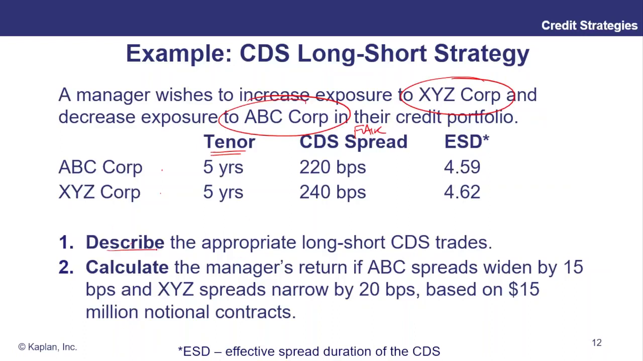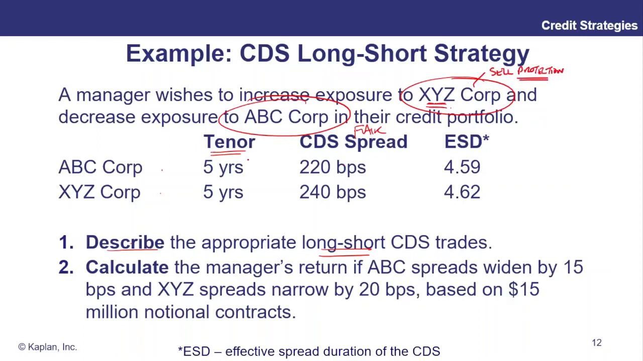So describe the appropriate long-short CDS trade. Okay. We want to increase exposure to XYZ. We think XYZ is good. We think XYZ is fine. XYZ is going to be brilliant. Do we need protection on that? No, we don't. We're going to sell protection on XYZ to take on board credit risk and increase exposure there.